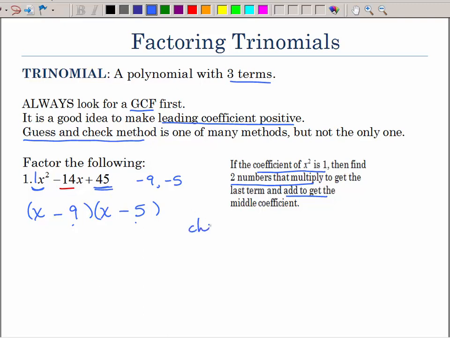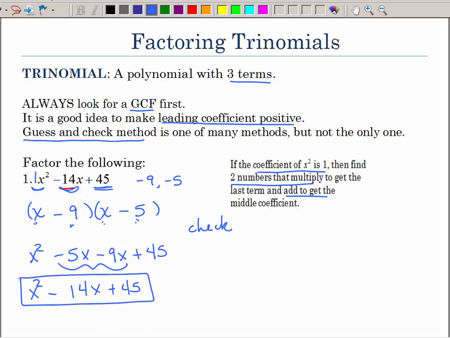Well, let's just check. We're going to use that FOIL method. So x times x is x squared. x times negative 5. Negative 9 times x. And negative 9 times negative 5. So notice what happens is that these two combine to make that middle term. And that's the hardest part about trinomials, is to get that middle term. So once again, if the leading coefficient is 1, we just want to find two numbers that multiply to get the last term, but add to get that middle coefficient.